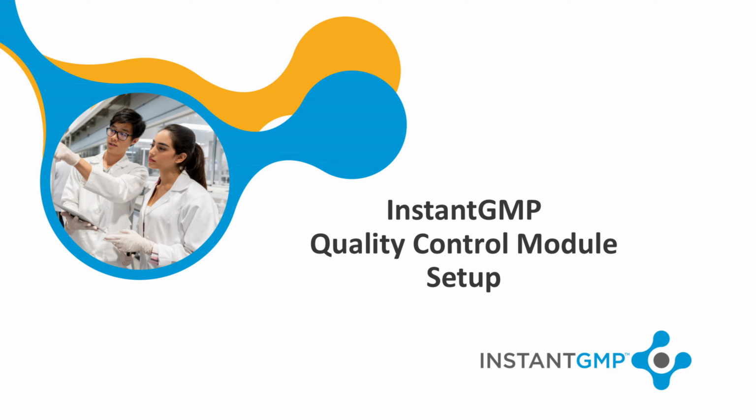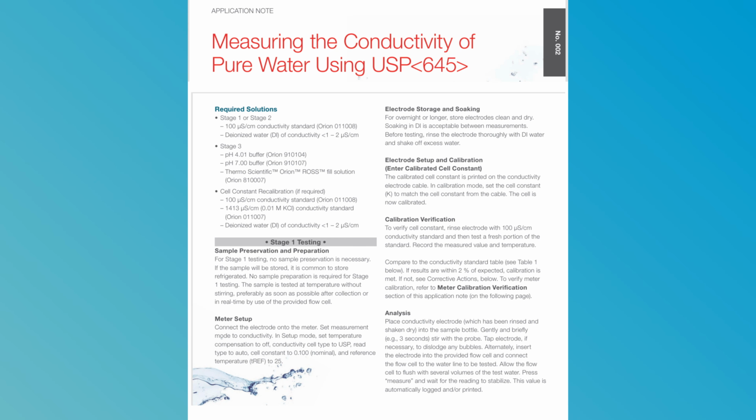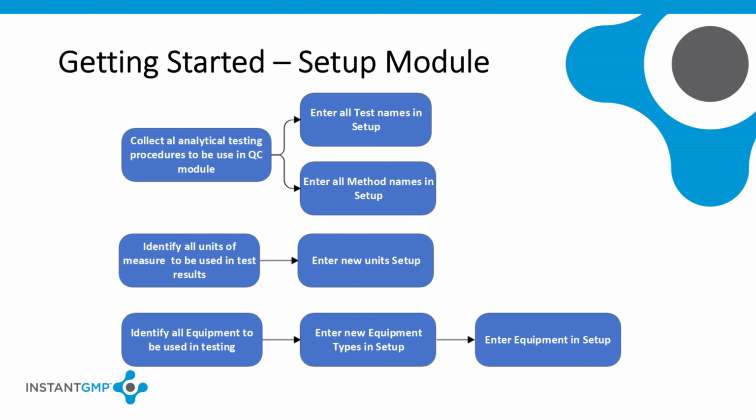Let's dive in. Before entering anything into the system, it's important to gather all your analytical testing procedures. That includes every test that will be performed, every method that will be used, and all the materials and finished products that require testing. Once you've collected this information, you're ready to begin setup in the quality module.